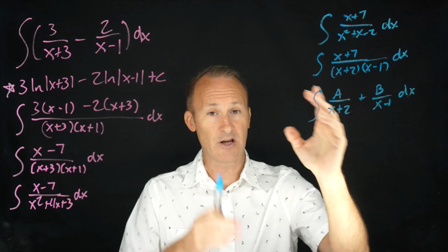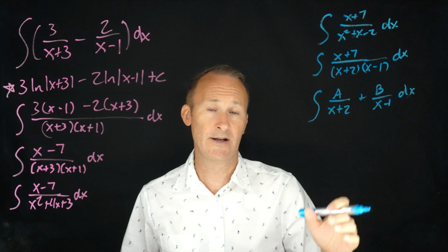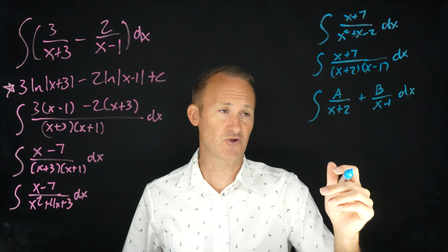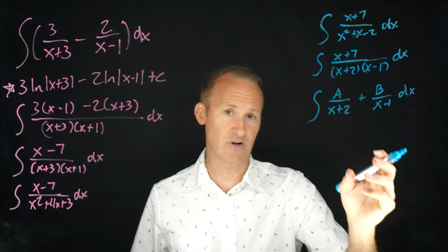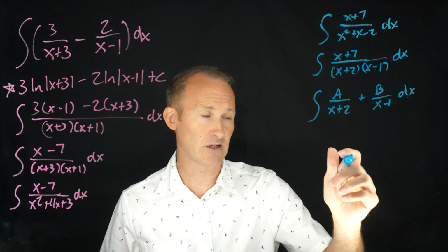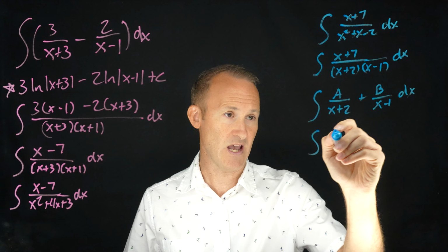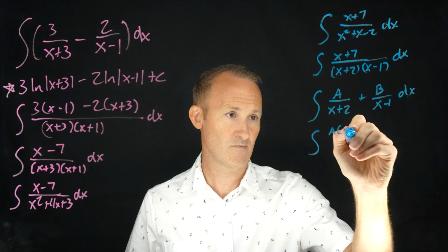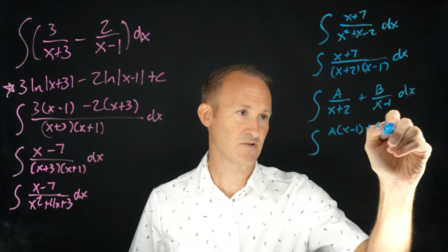You factor the denominator, and then you split it into unknowns in the numerator, and then you go through and do the algebra, meaning now we're going to put them together and see what A and B look like. So if we combine these together now, it's going to be A times x minus 1. It's just standard adding fractions. Plus B times x plus 2.